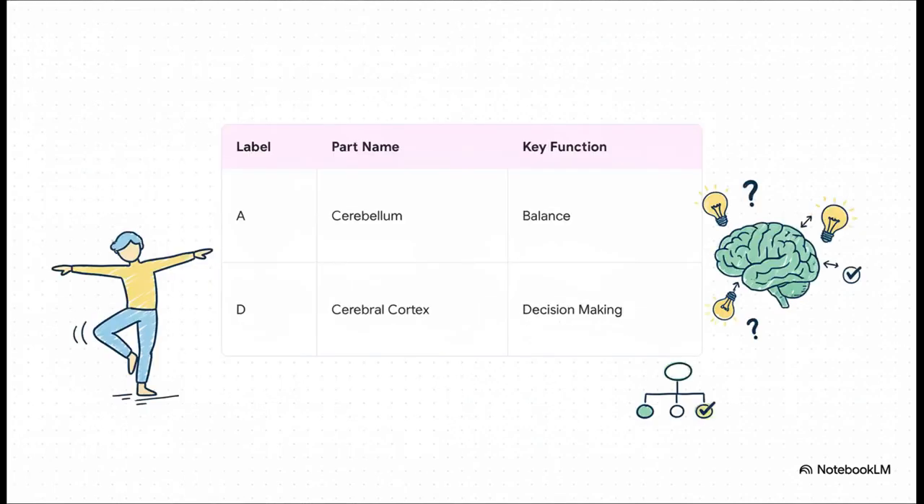And here's a tip. You don't need to know everything all at once. For the first couple of questions, we just need to zero in on 2 key areas. That's label A, the cerebellum, which is all about balance, and label D, the cerebral cortex, which is the part that does the conscious thinking and decision-making.